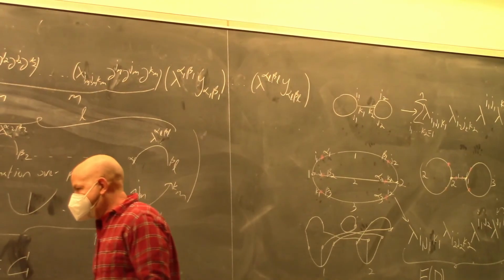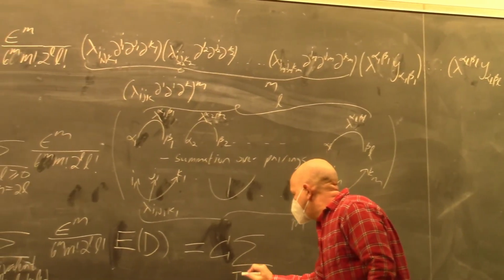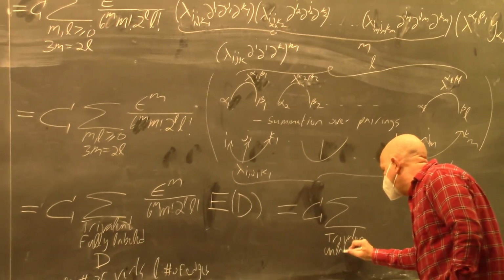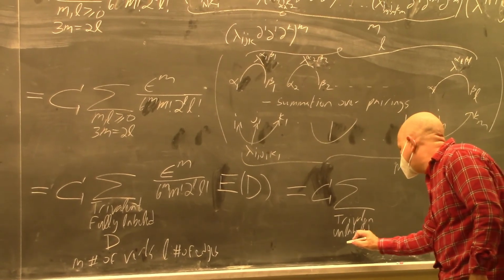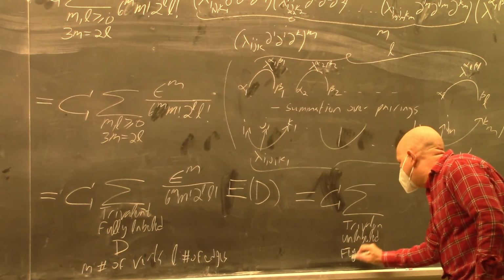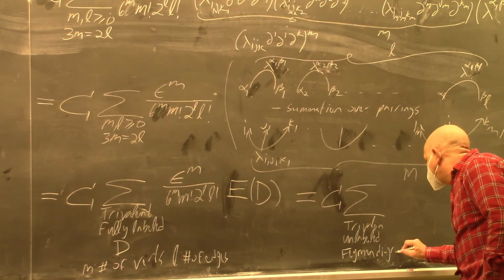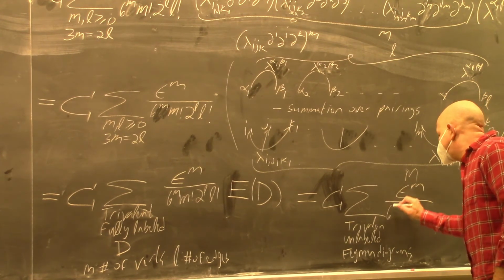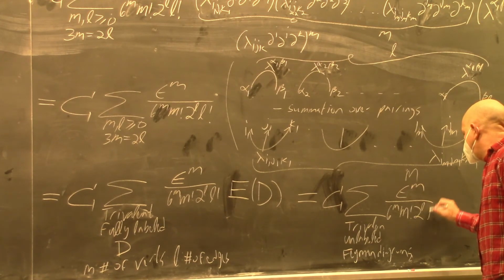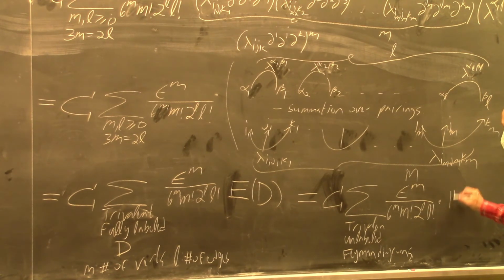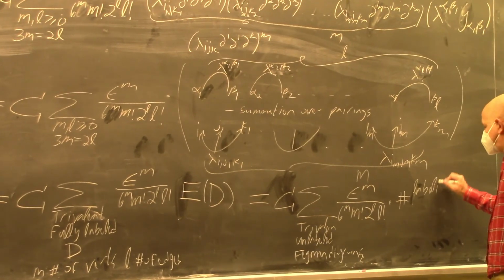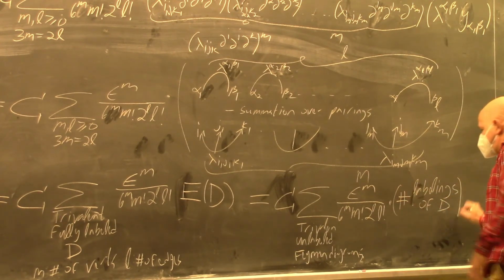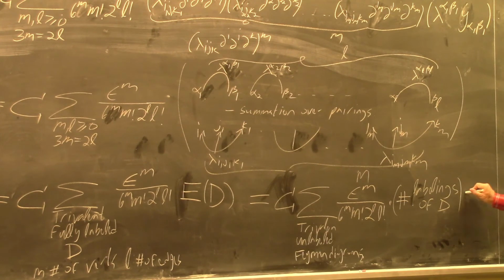So I can replace this by a better formula. I can write it as C times the sum over trivalent but unlabeled graphs, diagrams. You know, now let's give them names. They're called Feynman diagrams. And for each such diagram, you get epsilon to the m divided by 6 to the m, m factorial, 2 to the l, l factorial. And then the number of labelings of D. So for each diagram, you have to count how many times it can be labeled. And then you pick one labeling, it doesn't matter which, and compute the expression corresponding to D.